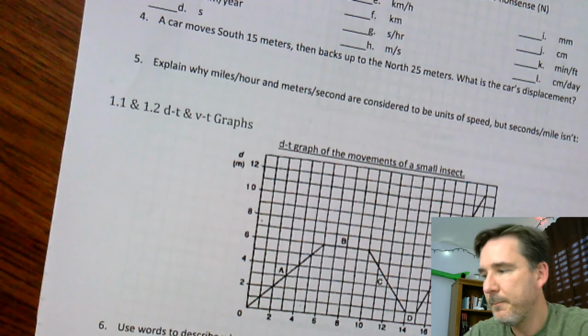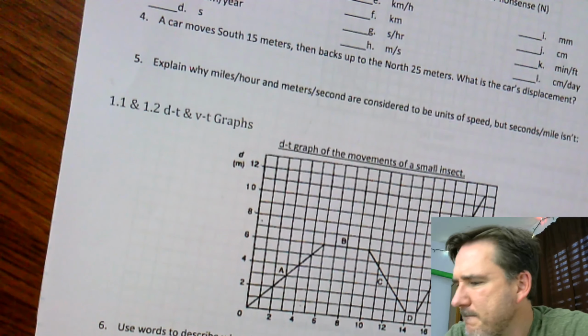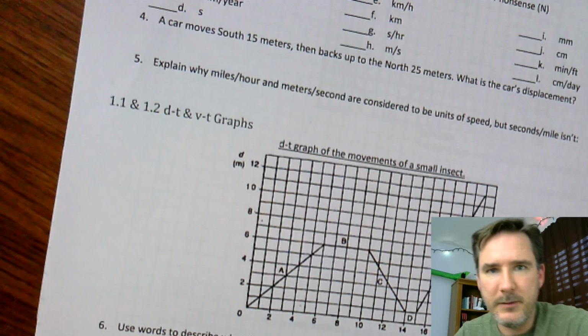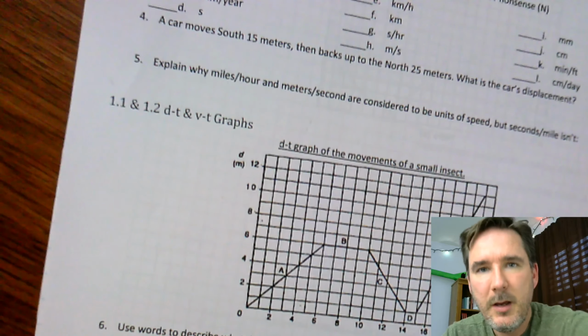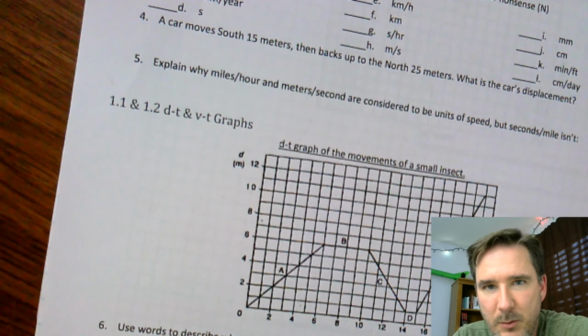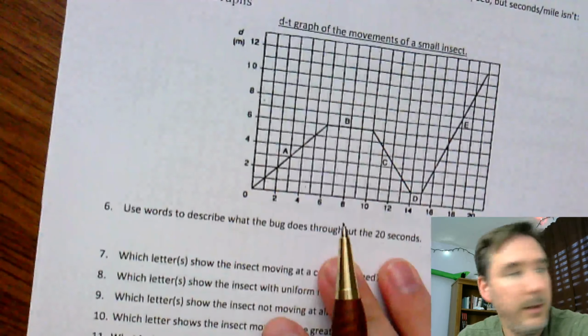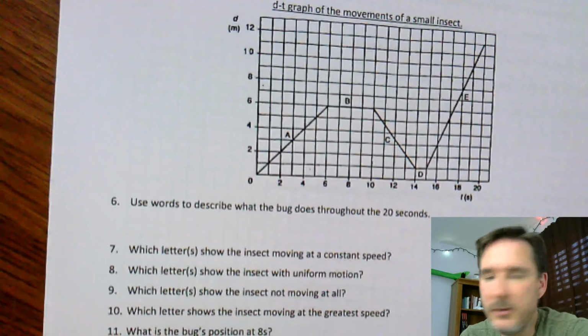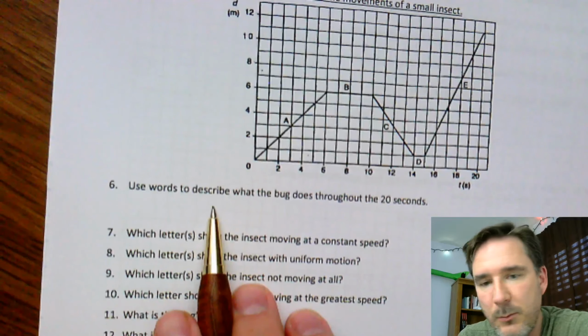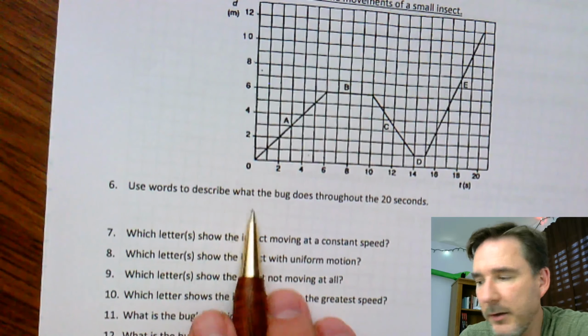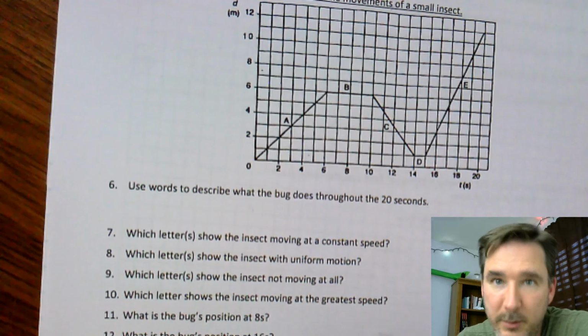So a couple things. First of all, when it comes to displacement time graphs, distance time graphs, just keep in mind that you can do a couple things with it. Like here, for this question right here, these questions, you should be able to use the words to describe what the bug does. All right. Remember what the graph is showing you.